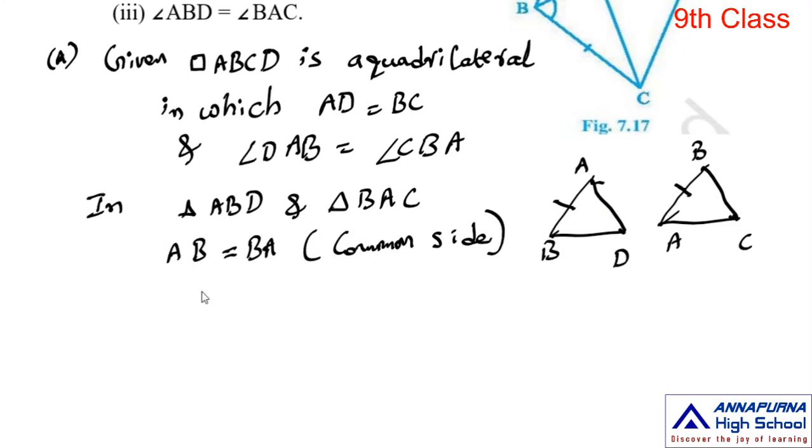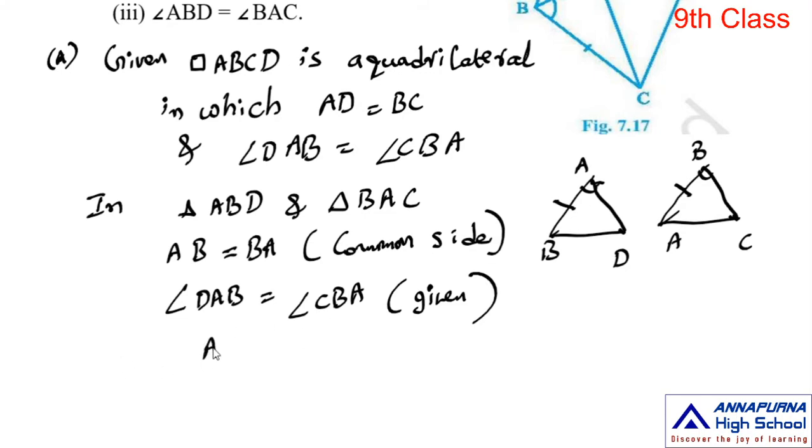Next, angle DAB is equal to angle CBA. This is the given angle. Angle DAB, angle CBA. These two angles are equal. Given condition.